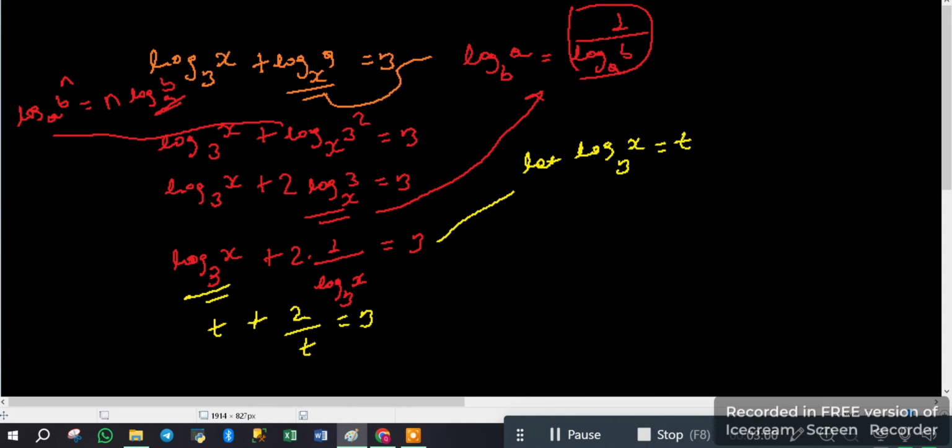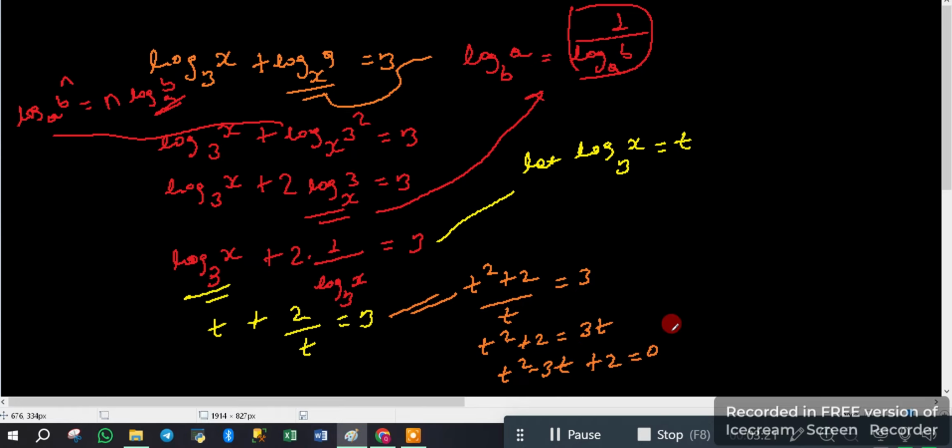Then what you will find here, t squared plus 2 over t is equal to 3. So t squared plus 2 is equal to 3t. Then t squared minus 3t plus 2 is equal to 0. Then you have to find numbers for this quadratic equation. When you multiply them, those give you 2, and when you add them, those give you minus 3.